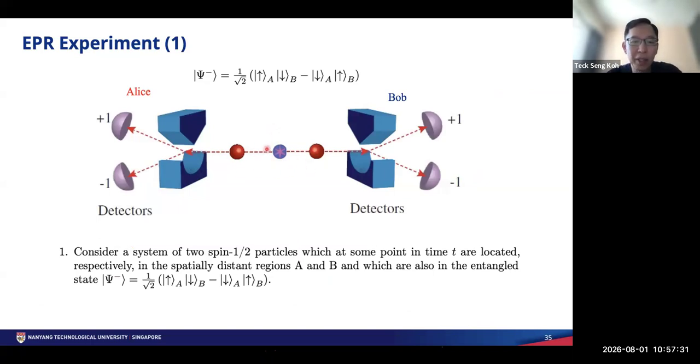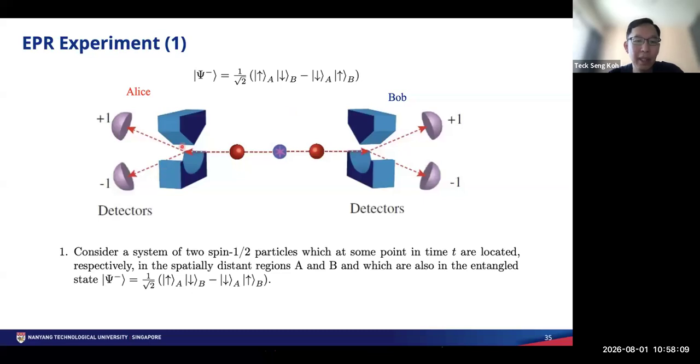This is a source, and the source produces a pair of entangled particles. The entangled particles shoot to the left and to the right, towards two people's apparatus, which quantum people like to say Alice and Bob, A and B. And this pair of particles, they are entangled. It could be spin up and down. They have gone to Alice and Bob respectively, or it could be spin down and up. They have gone to Alice and Bob respectively.